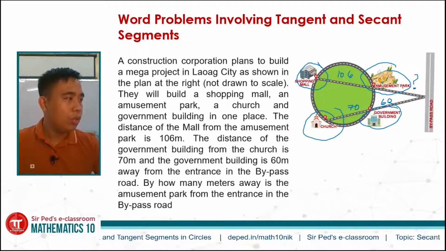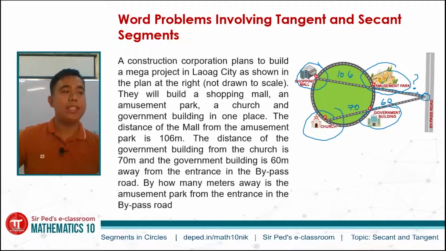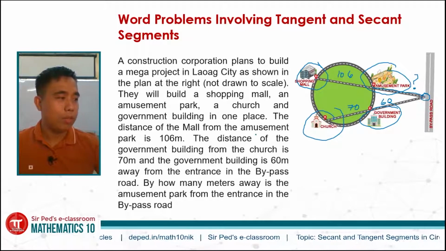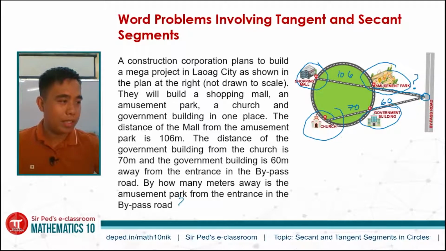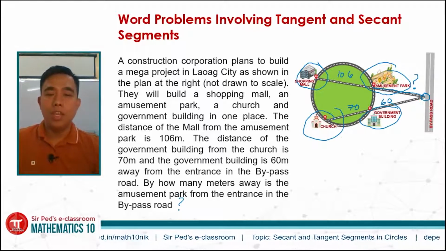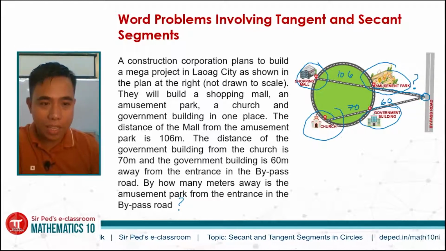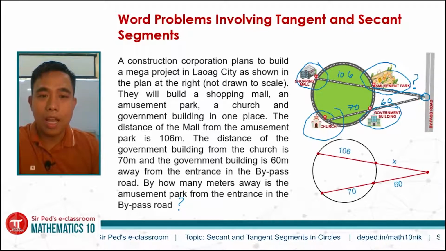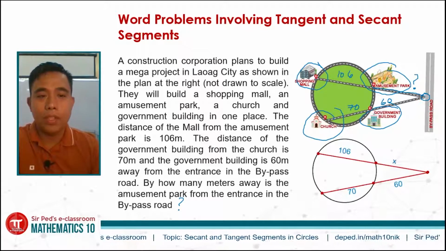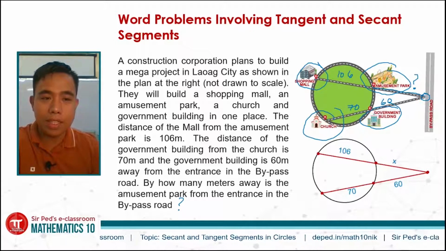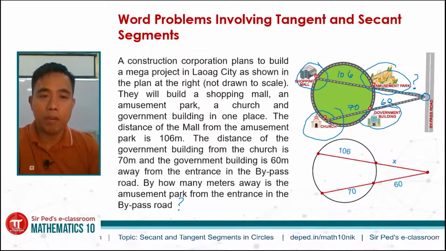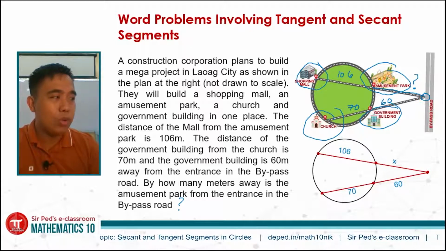So, yun yung question mark. Anong distance nito? Nandito yung entrance. May question mark dapat yan. Bakit walang question mark? So, we can illustrate the road like 2 secants intersecting a circle as this one. So, let x be the distance between the amusement park from the bypass road.